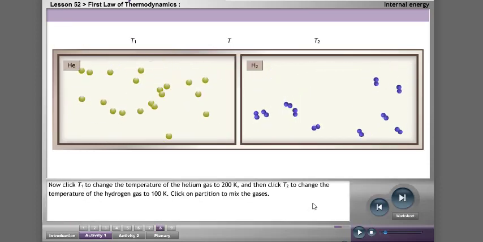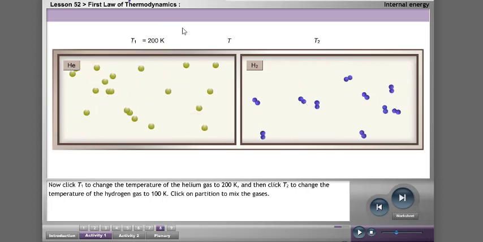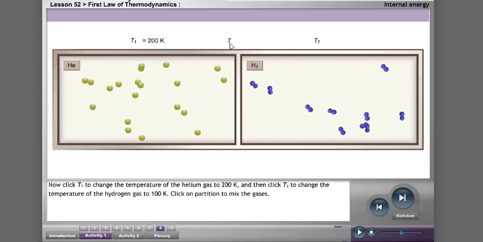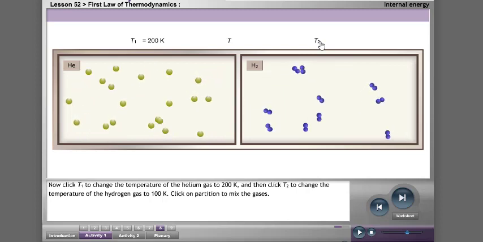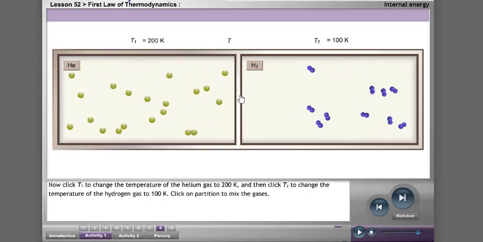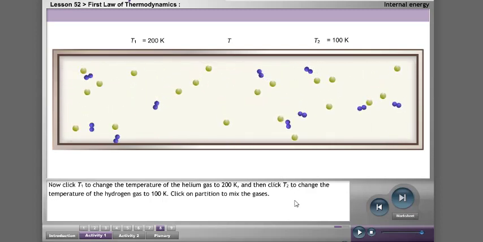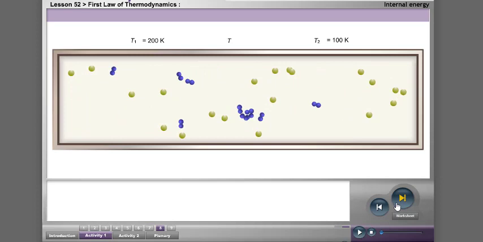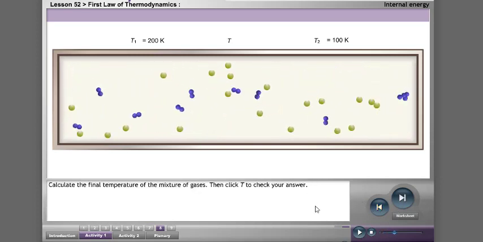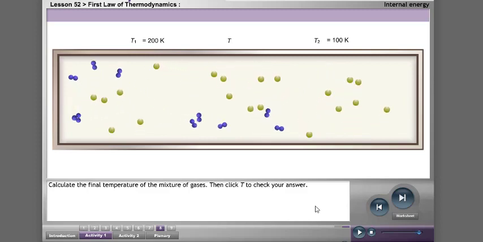Now click T1 to change the temperature of the helium gas to 200 Kelvin and then click T2 to change the temperature of the hydrogen gas to 100 Kelvin. Click on partition to mix the gases. Calculate the final temperature of the mixture of gases. Then click T to check your answer.